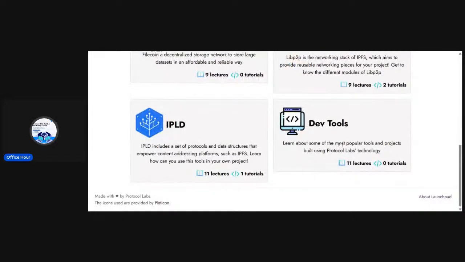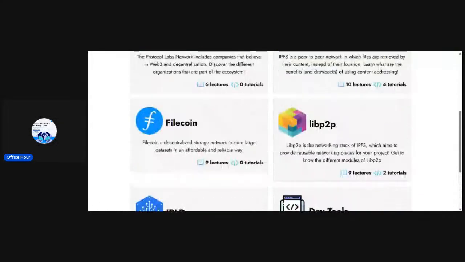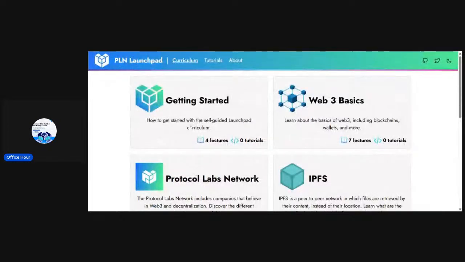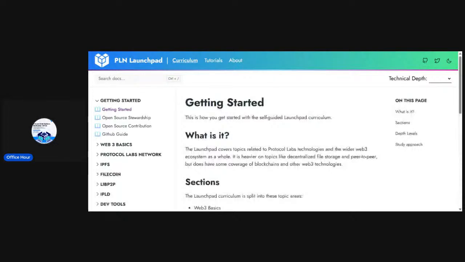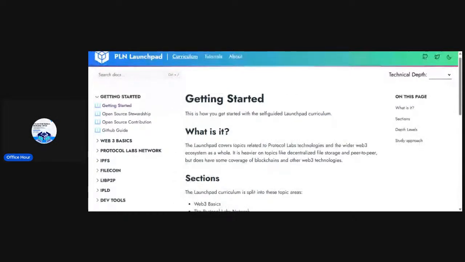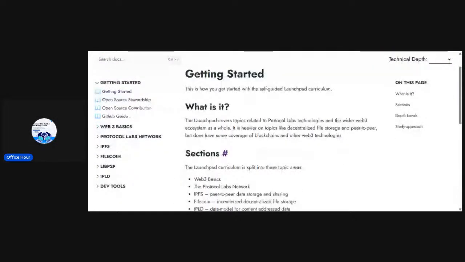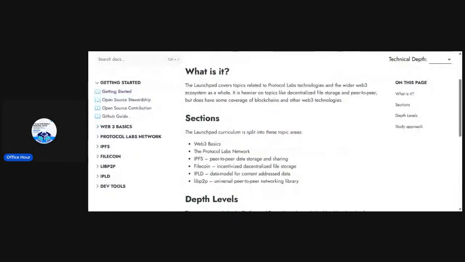But before we come to dev tools, let's see what this Launchpad getting started is. This is how you get started with the self-guided Launchpad curriculum. What is it? It covers topics related to Protocol Labs technologies and the wider Web3 ecosystem as a whole. It is heavy on topics like decentralized file storage and peer-to-peer, but does have some coverage of blockchain and other Web3 technologies. So this is what you can see here. The sections cover Web3 basics and Protocol Labs, as I said, we've checked it.